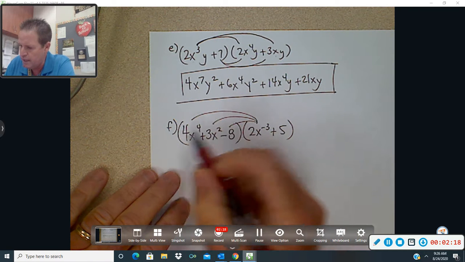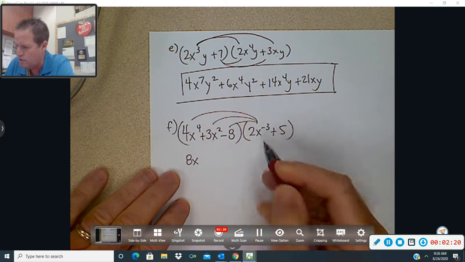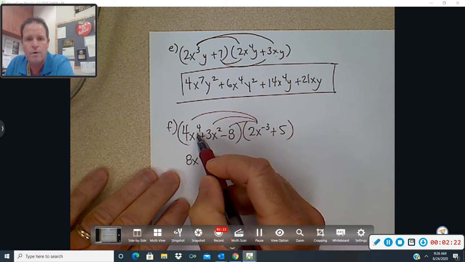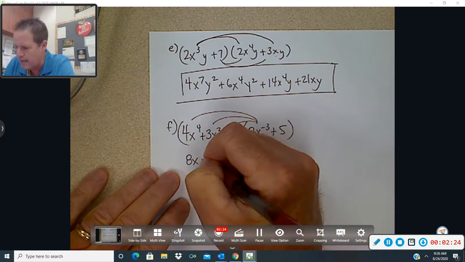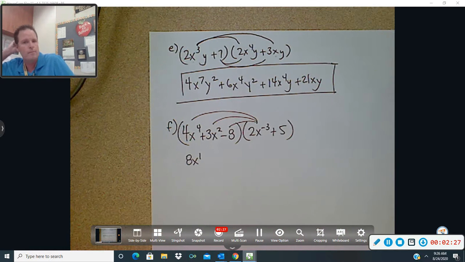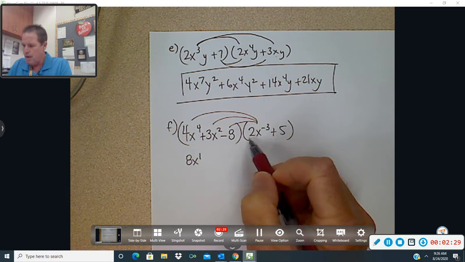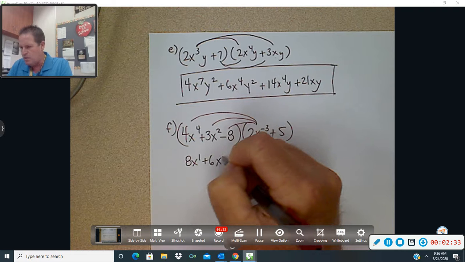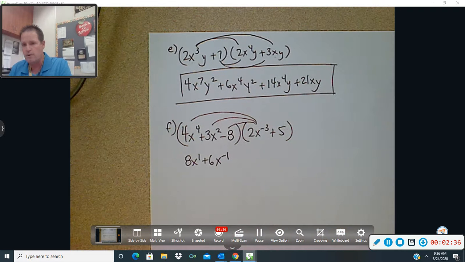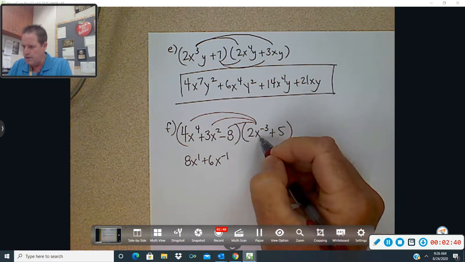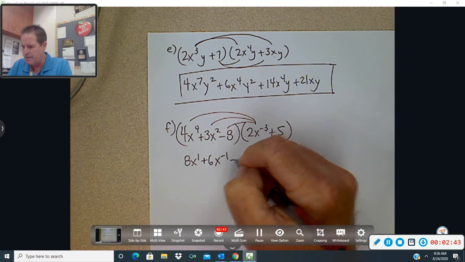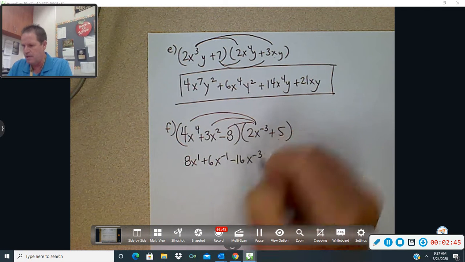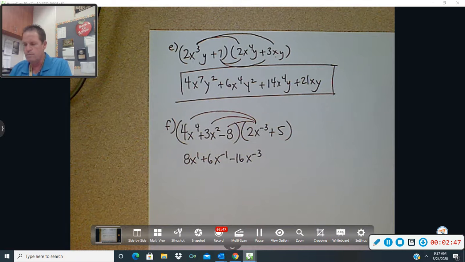So we've got 2 times 4 makes 8. X to the negative 3 plus 4. Negative 3 plus 4 is x to the 1st. I don't need to write a 1, but I'm going to, so that I have it there. I'm going to have 2 times 3 makes 6, positive 6. X to the negative 1, 2 plus negative 3. And then we're going to have 2x to the negative 3 times negative 8. That's negative 16x to the negative 3. Multiplying that 2x to all the parts.